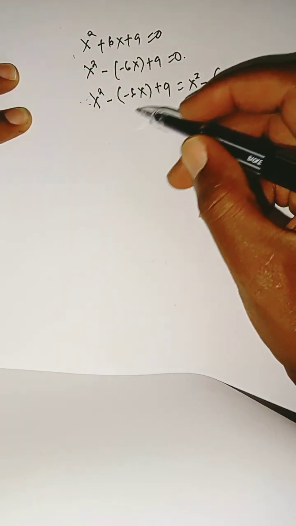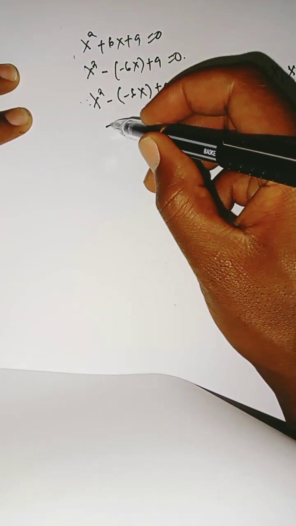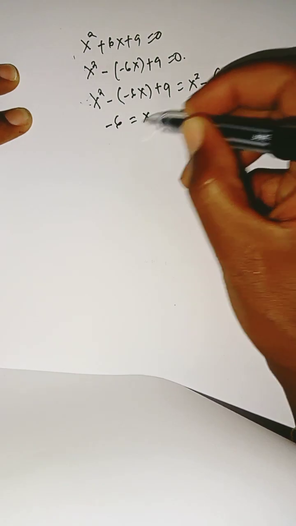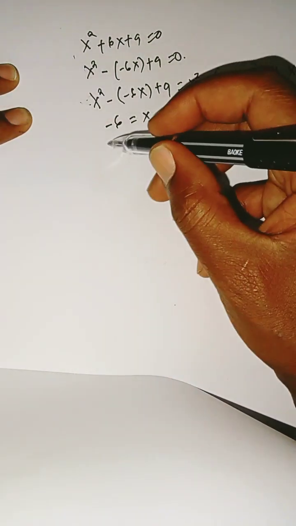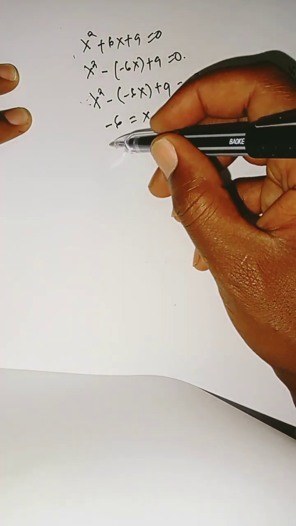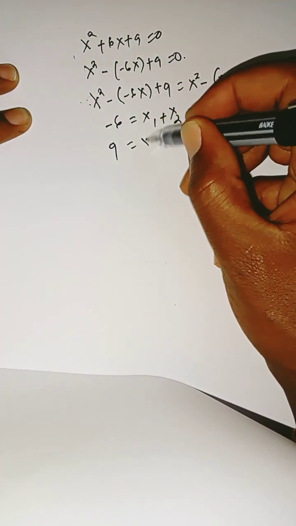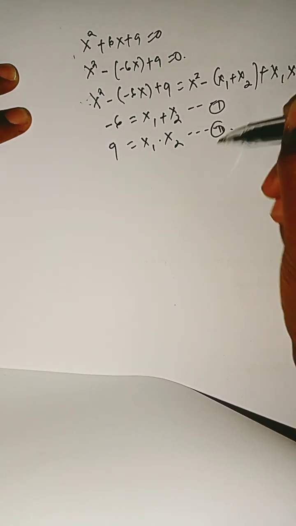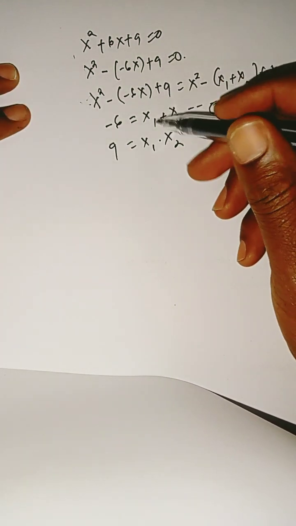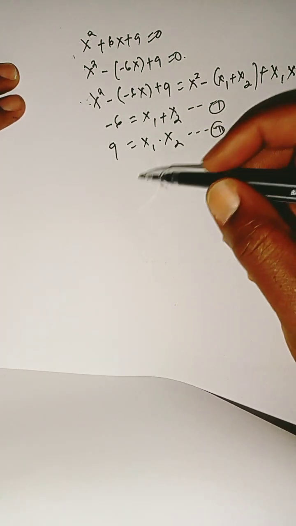So when you do that, you can also equate that minus 6 is the same as x sub 1 plus x sub 2, and that can be equation number 1. Now 9 can be equal to x sub 1 times x sub 2, to be equation number 2. So we have to solve for x1, x2.